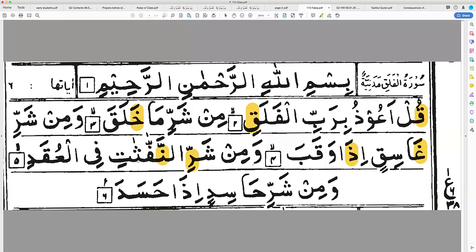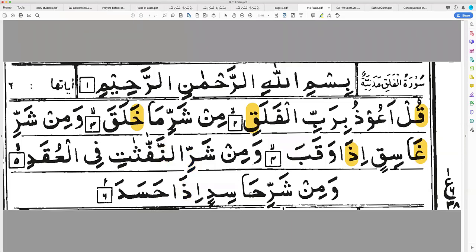Nafas, fa, fa. Well done. وَمِن شَرِّ النَّفَّاثَاتِ. Wa min sharri nafasa fil uqad, fil uqad. Okay. وَمِن شَرِّ Wa min sharri hasidin idha hasad. Well done. Okay. Idha hasad. Well done, well done.